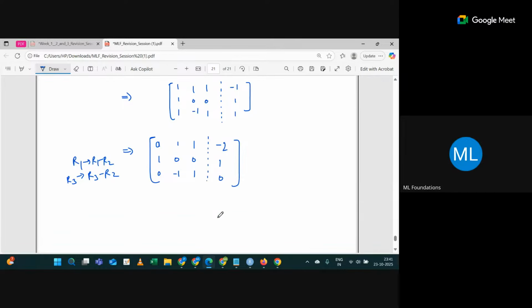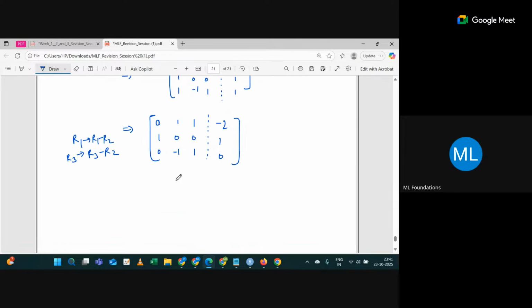Now what we can do, the smart approach is we can replace these two, right? I mean replace R1 with R2 and R2 as R1. Yes or no? Can I do? Yes. So it's 1, 0, 0, 0, 1, 1, 0 minus 1, 1. So it will be 1 minus 2 and 0.